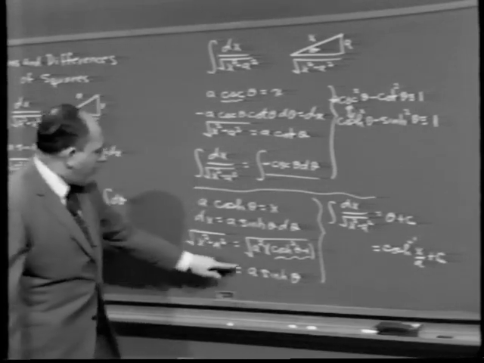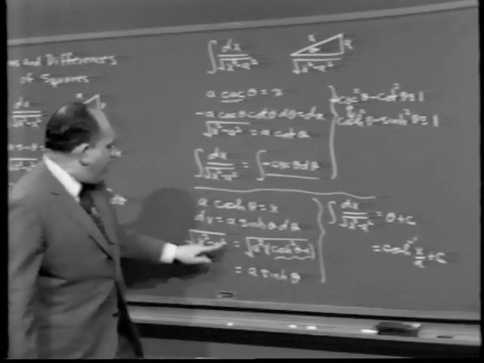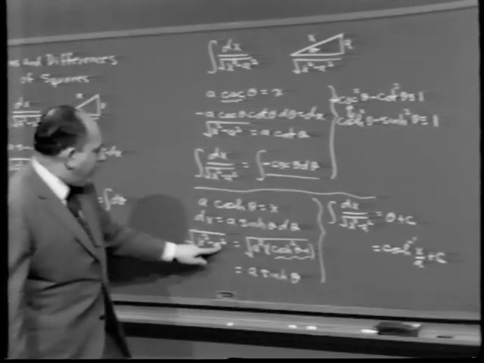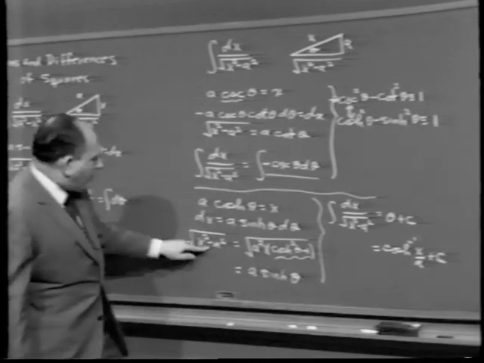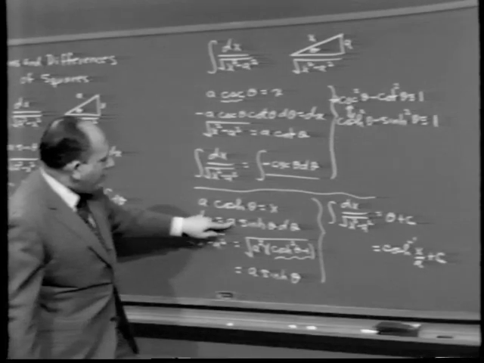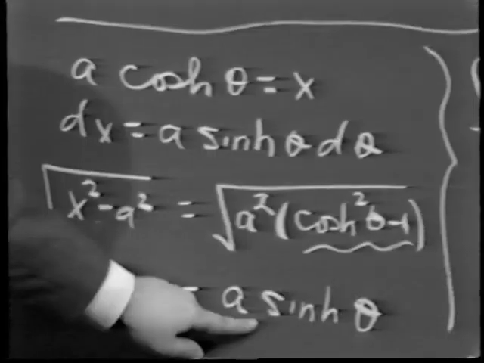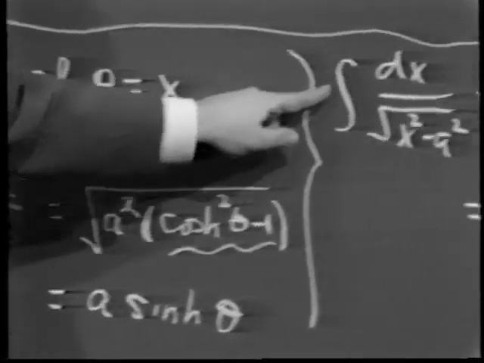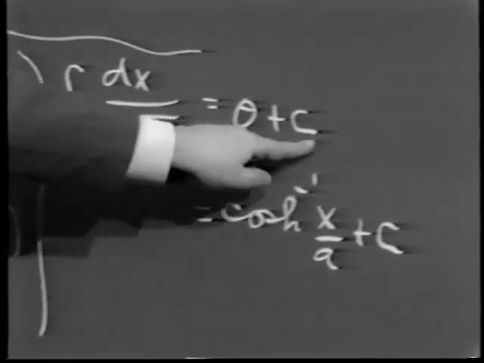At any rate, to make a long story short here, dx is a sinh theta d theta. The square root of x squared minus a squared is a sinh theta. Therefore, dx over the square root of x squared minus a squared, well, look how nicely this works out. The a sinh theta cancels from both the numerator and the denominator, and it turns out that the integral that I'm looking for, dx over the square root of x squared minus a squared, is just theta plus a constant.